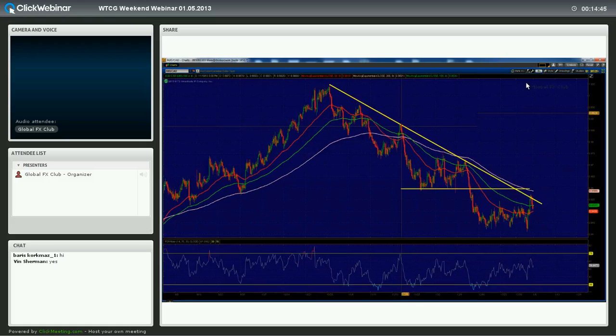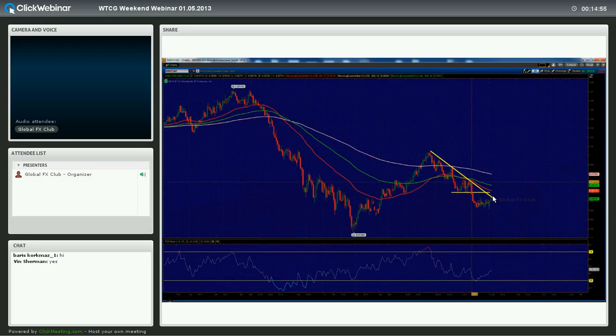If we click out to the daily chart, you can see it now. This is 1, 2, 3, 4 tests, now 5 tests of this trend line. If we do manage to see a daily close above this trend line, that may offer an opportunity for you to get long an Aussie pair.